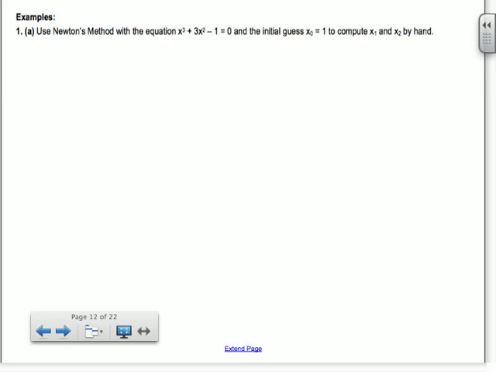So part A says use Newton's method with the equation x cubed plus 3x squared minus 1 equals 0, and the initial guess x sub 0 equals 1 to compute x1 and x2 by hand. So this is what they had to do back in the old school days when they didn't have calculators. We have to actually find this by hand. First of all, what's my f of x? X cubed plus 3x squared minus 1.